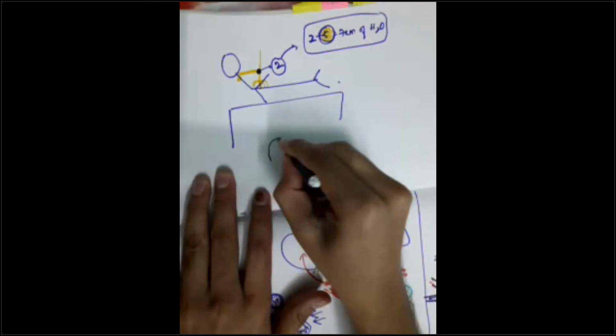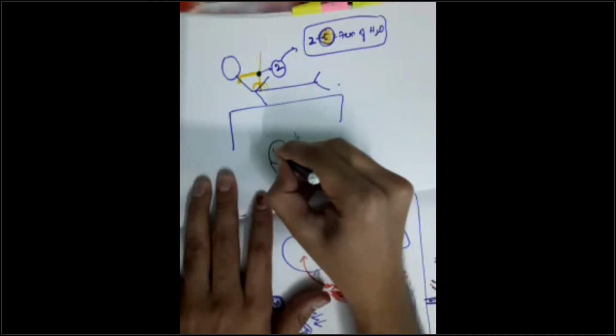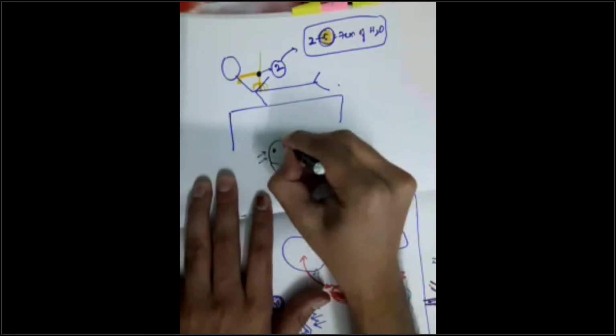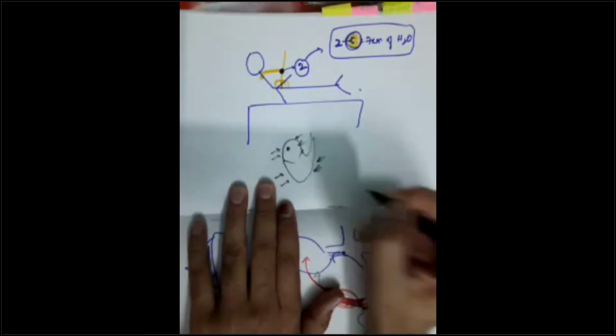So this is my heart. This is the tricuspid valve. This is the ventricle. So I'm keeping a probe over here. Due to contraction of this atria, pressure has increased. Now atria will undergo relaxation, and the pressure will decrease like this. Yes, it is decreasing. Now after atrial systole, my ventricle will undergo contraction.